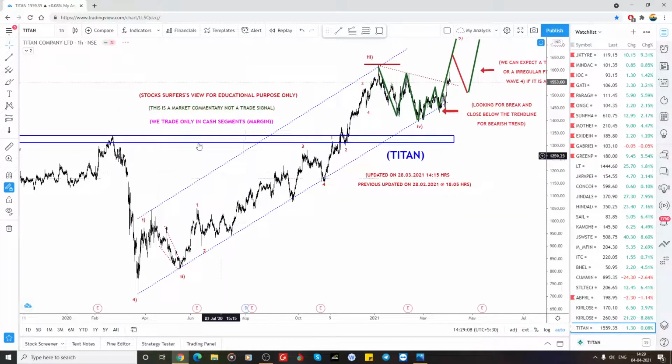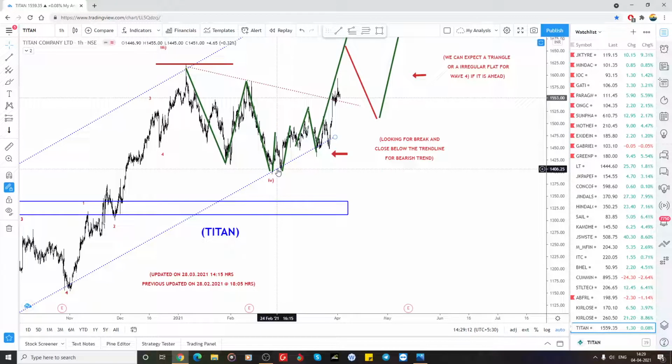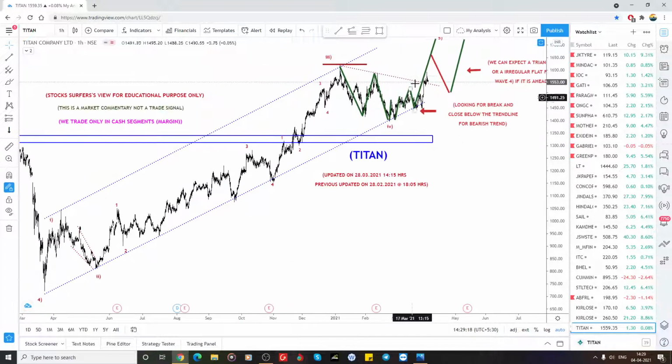So Titan, as I expected from here itself, it shot up, right? I started that last week. I said 1 2 3 4 5, and after the drop it can make a shoot from here itself, or it can go above this high. So this will become A and then B.